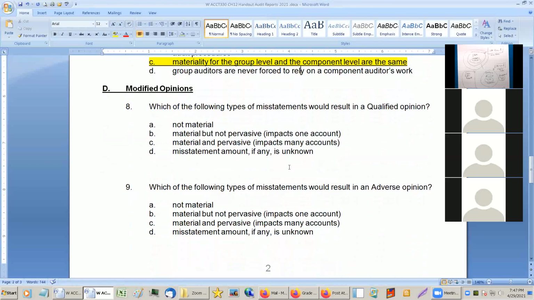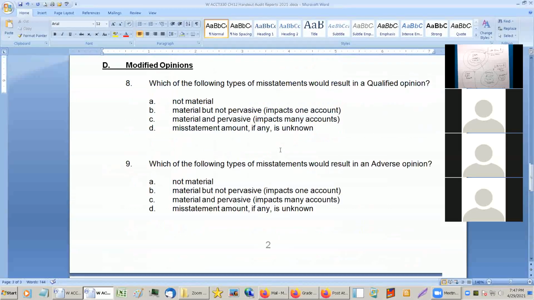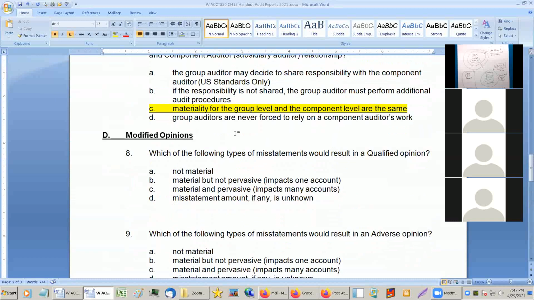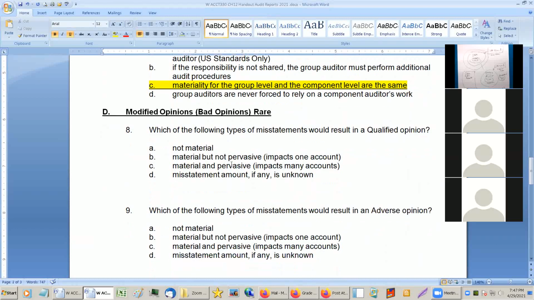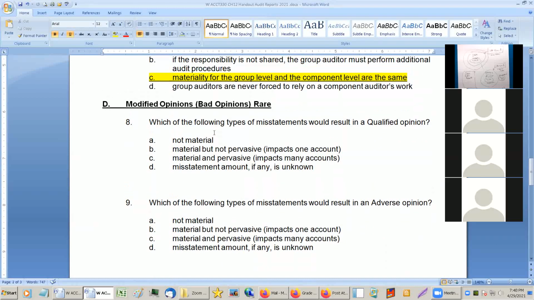Okay. Modified opinions. What time are we at? Well, we'll be closer. Modified opinions. These are bad opinions. And they're rare. They're rare because usually the clients will see the light and correct the financial statements.